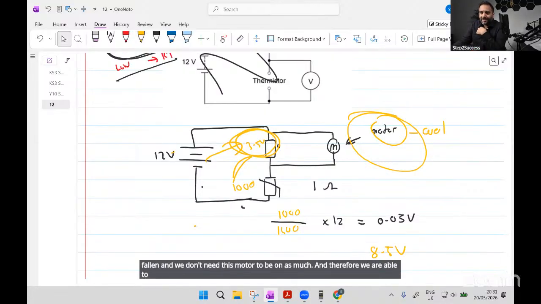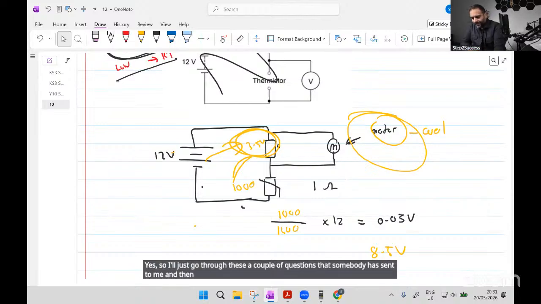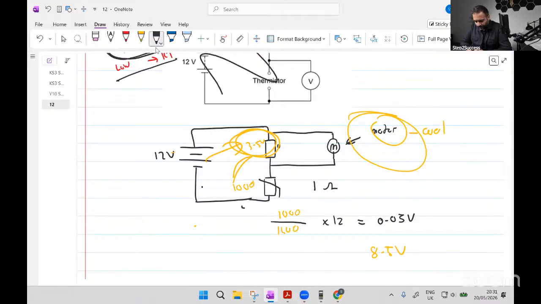sort of redirect voltage. Yes, so I'll just go through a couple of questions that somebody has sent to me, and then I will be done for today. Okay, I probably won't read them. I'll just explain them as I go because I've got them on here.